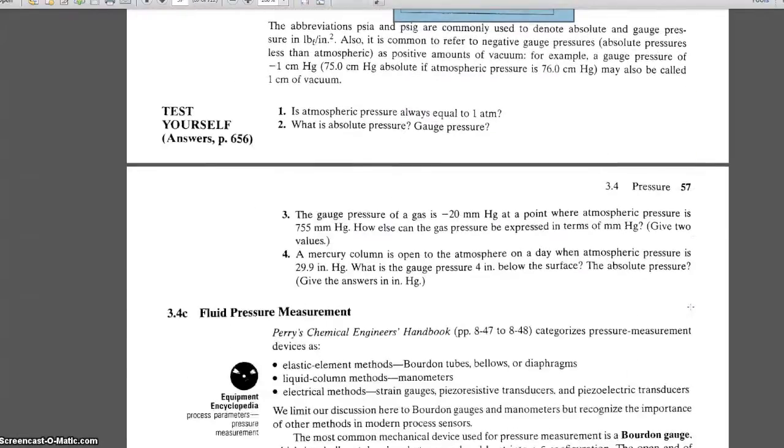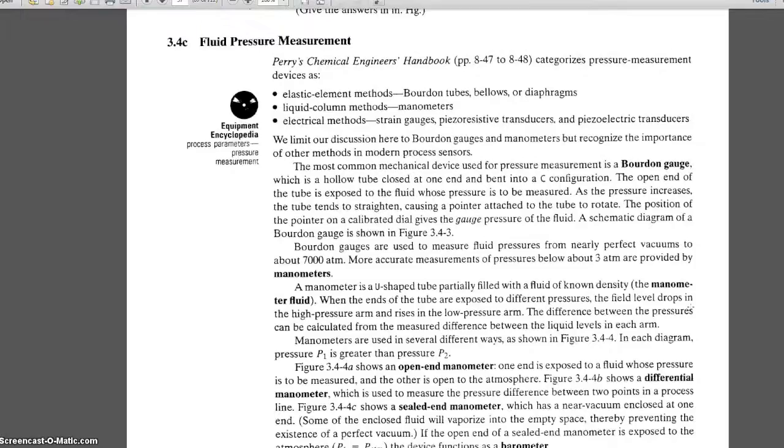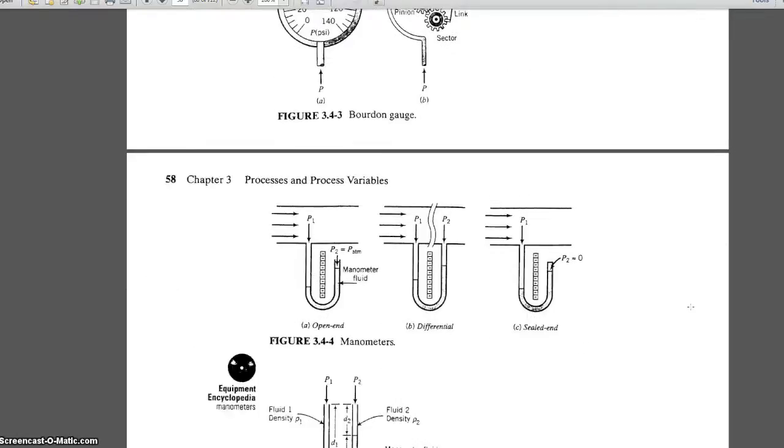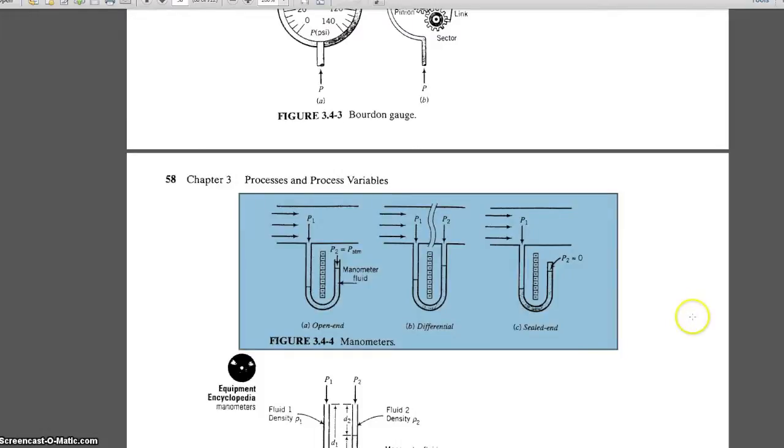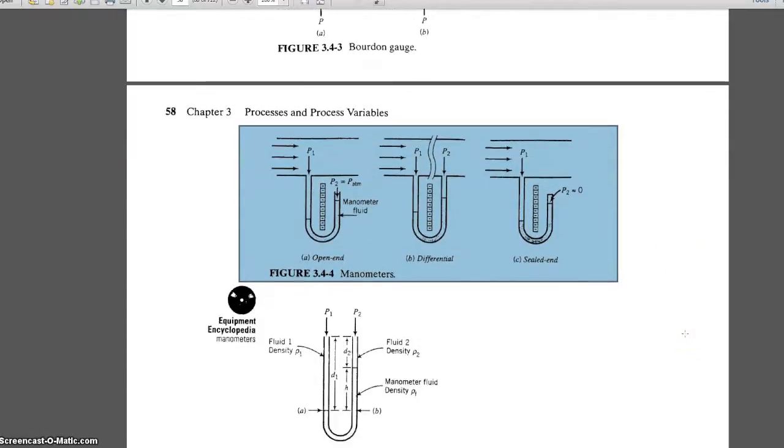And next is about the manometers. Those are the manometers that I showed you before in the lecture slides, which is basically a copy and paste from the book into the lecture slide.